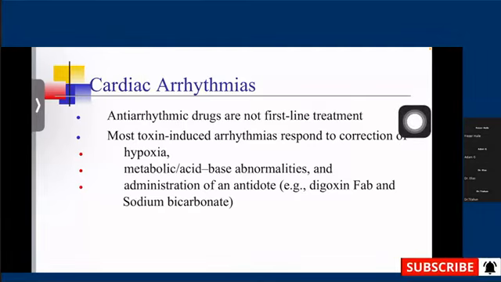And depending on the poisonous agent, we can also consider giving antidotes, specifically for digoxin-related arrhythmias we can give digoxin Fab, and sodium bicarbonate for TCAs. So if arrhythmia happens because of these poisonous agents, we can consider giving an antidote additionally. Otherwise, for arrhythmias caused by other poisonous agents, the general principle of management is just treating the underlying causes.